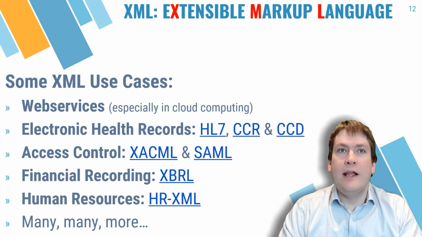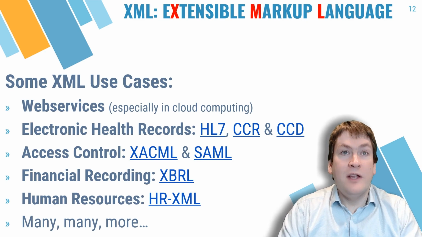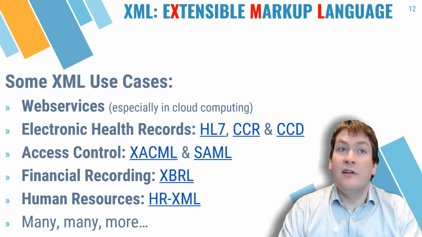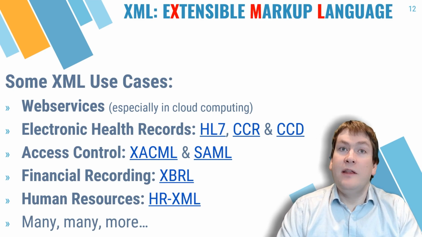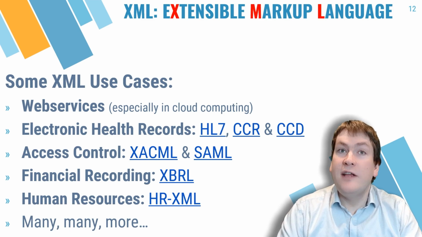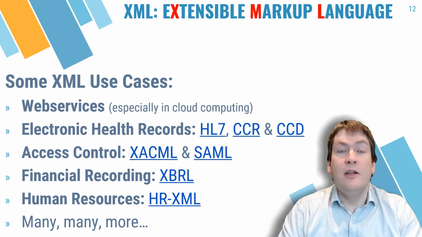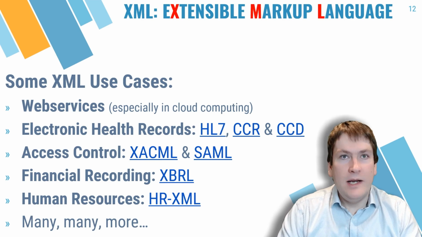Another big area is electronic health records. I have a few of the standards listed here, HL7, and they also have HL7 CCR and CCD documents. So these are people's health records that have been turned into electronic format as an XML document. It's also very big in access control, especially in access control research right now. And that's mostly centered around encoding policies of organizations into a standardized document that can then be used to make access control decisions about. It's also used in things like financial record keeping, human resources, and many, many other places.